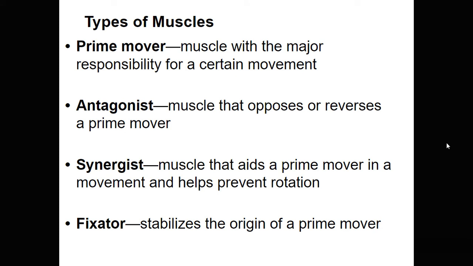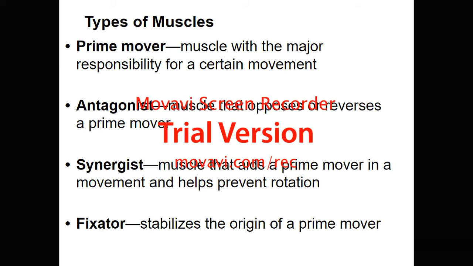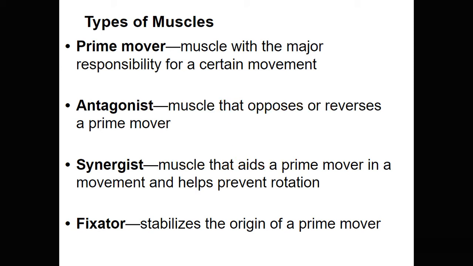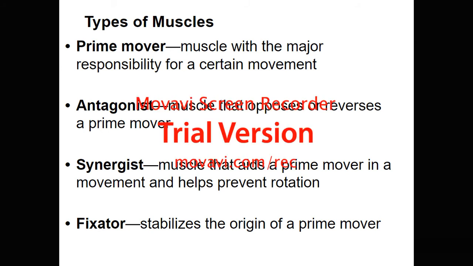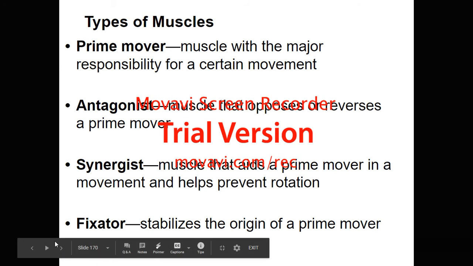All right, so now we're going to start talking about different types of muscles. You have prime mover, the muscle with the major responsibility for a certain movement. You have an antagonist, a muscle that opposes or reverses a prime mover. You have synergist, muscles that aid a prime mover in movement and help prevent rotation. And you have fixator, which stabilizes the origin of a prime mover.